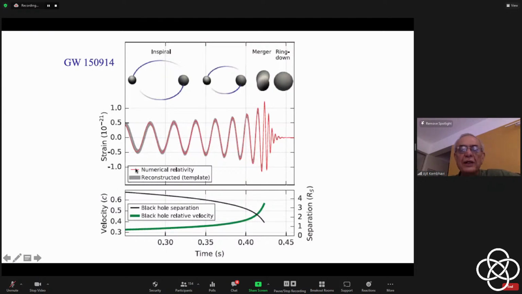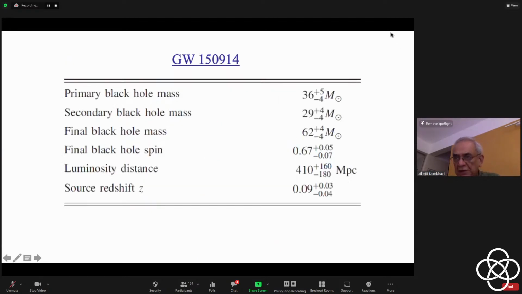So here you see that as the black holes are moving close to each other, the velocity of the black hole is just increasing, and it is as high as 0.6 the velocity of light when they merge. And the separation here you see is decreasing. And then there's enough data in the wave to make very detailed measurements.